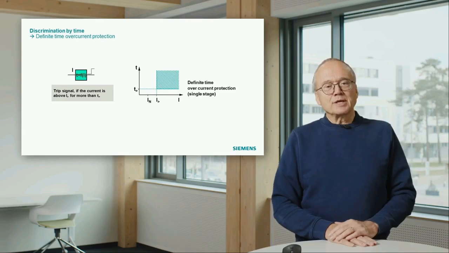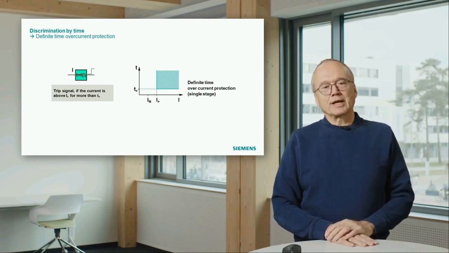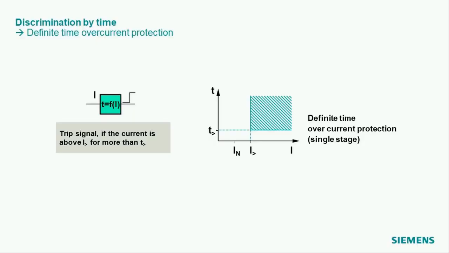If we look into these blocks in the structure of the overcurrent relay, that means these green blocks where you have as an input quantity the current, and as an output quantity you get a trip signal depending on the size of the current, on the amount of the current, and with a time delay. And we assume now we have this type of characteristic, which is called definite time overcurrent protection.